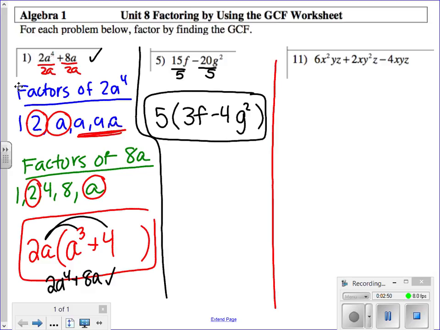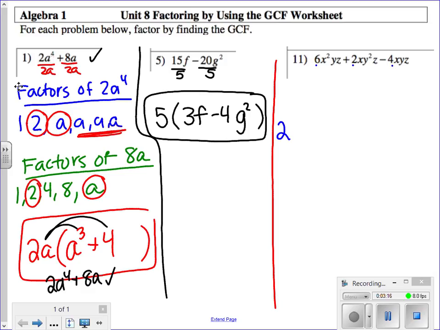All right, let's finish up with number 11 here. This one's a doozy. 6x squared yz plus 2xy squared z minus 4xyz. That's a lot of x, y's, and z's I just said, but let's start by looking at the numbers. 6, 2, and negative 4. The GCF I'm going to pull out is a 2. That's the largest number that goes into 6, 2, and 4.